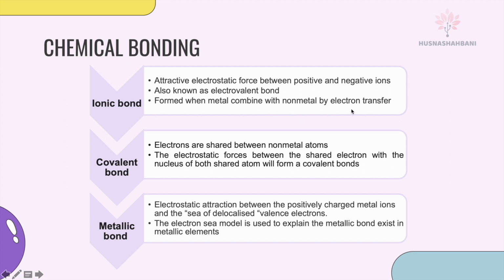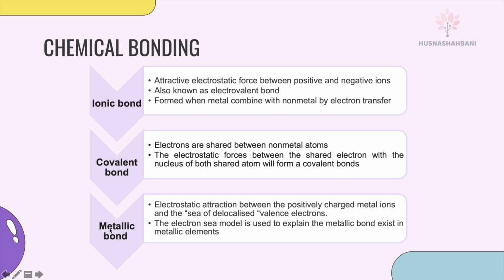If there is a transfer of electrons and there is an electrostatic force between positive and negative ions, it will become an ionic bond. For covalent bond, electrons are shared between non-metal atoms. So both have to be non-metals to form a covalent bond. Electrostatic forces between shared electrons. This is different from ionic. Ionic happens when you have electron transfer, but a covalent bond is between shared electrons, not transferring, it's sharing the electron, with the nucleus of both shared atoms forming a covalent bond.